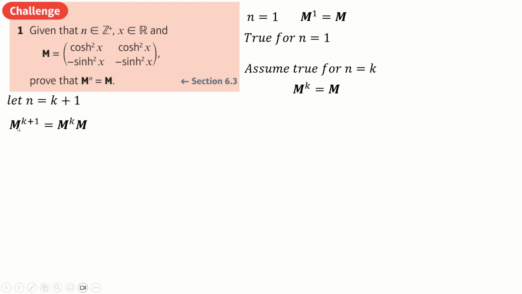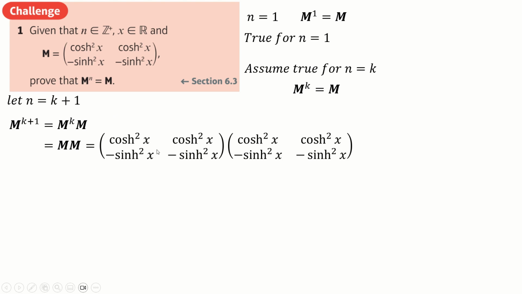Well, of course, m to the power k plus 1 can be written as m to the k times m. M to the k by the assumption is just m, so all I need to do now is do m times m, which is of course this times itself. And if I can show that equals m, then I am done.